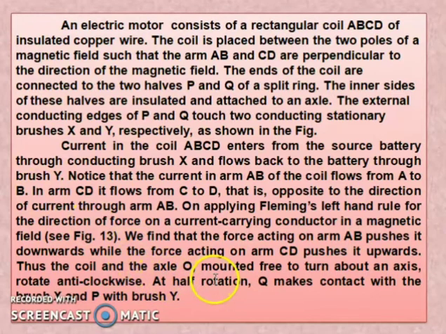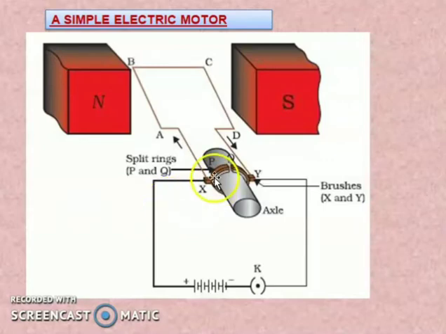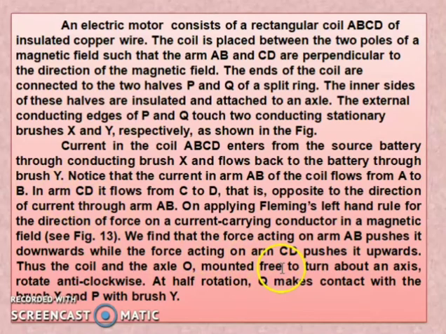So at a half rotation, Q makes contact with brush X, and P will make contact with brush Y. So during a half rotation, P will be making contact with Y, and Q will be making contact with X. So that is given: Q making contact with brush X and P with brush Y.